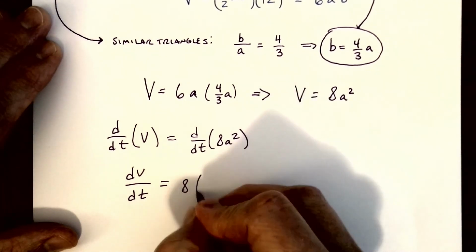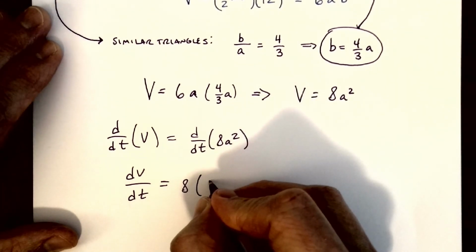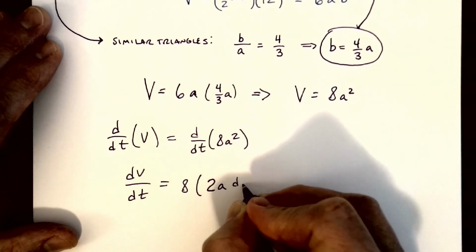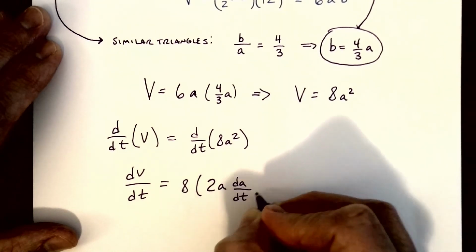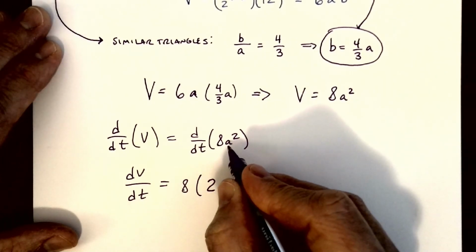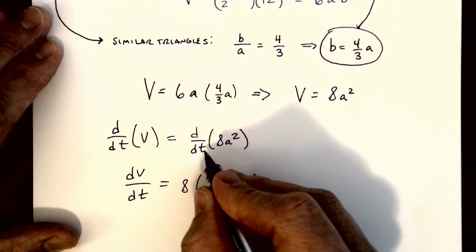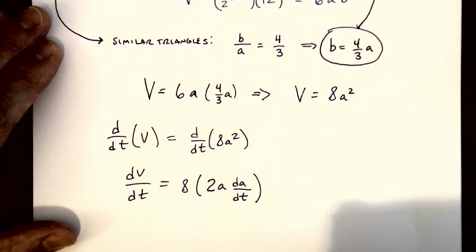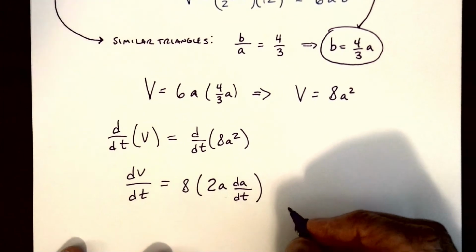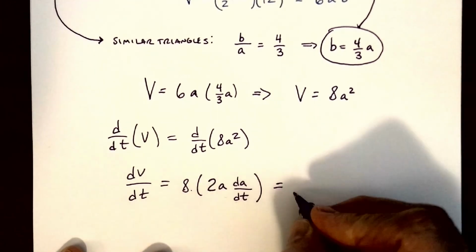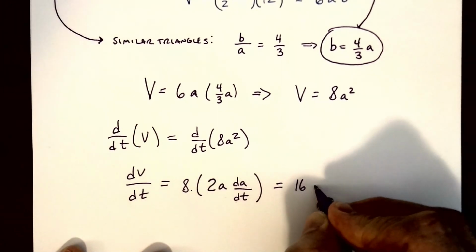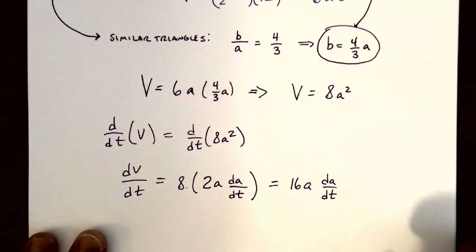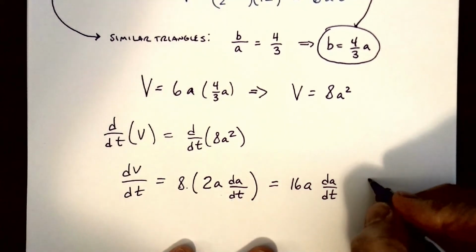Well, chain rule. Very similar to what we did in the last problem. 2A is the derivative of the outer function, evaluate the inner, times the derivative of the inner function, dA dt. So remember, A is a function of t, and we're taking the derivative with respect to t. So I've got A inside the squaring function. I have to use chain rule. 2 times 8 is 16. Okay. And there's my related rates equation again.